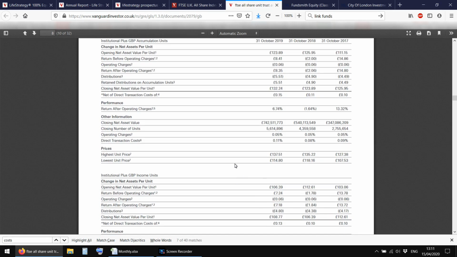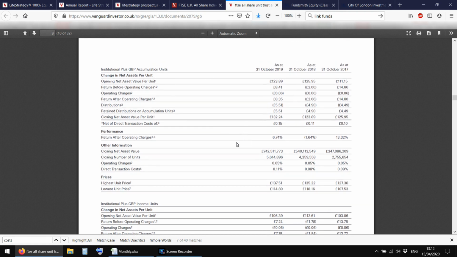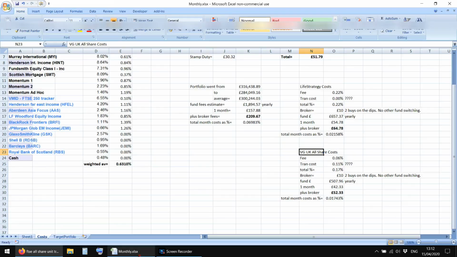I mean, I'd never go for this. This is not an alternative for me anyway. But operating charges, see, the charges are lower there, 0.05%. It's all a bit confusing. Anyway, what I've done for this one is I've put the 0.11% on top of the 0.06%, but then that's a completely different number. Look, I haven't spent a lot of time searching. In fact, I didn't even read this properly. I just kind of searched for costs and found this line.